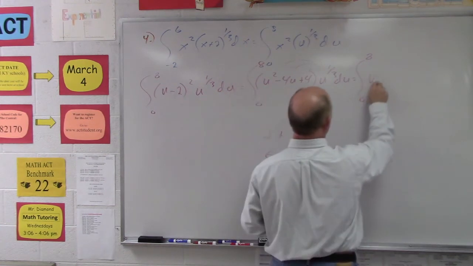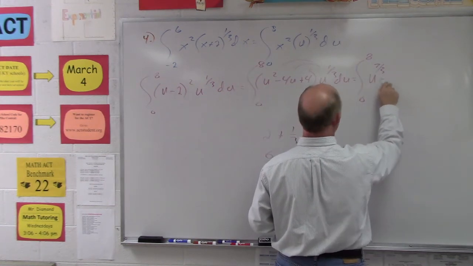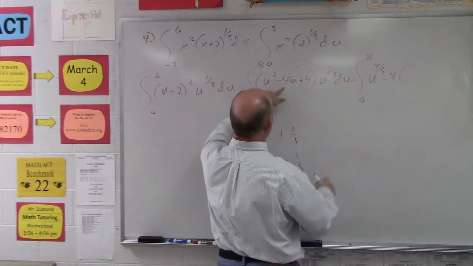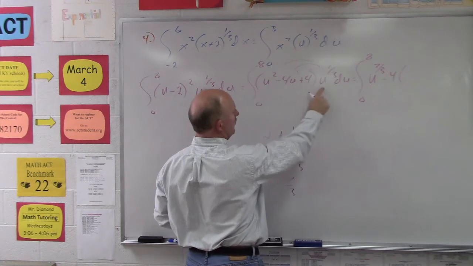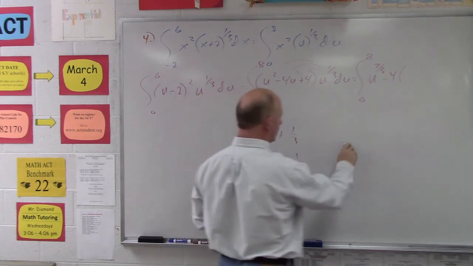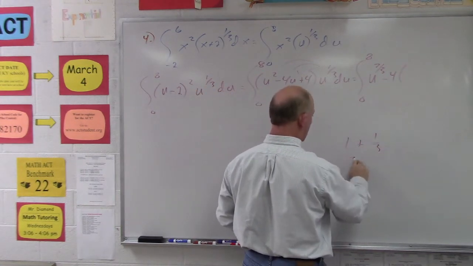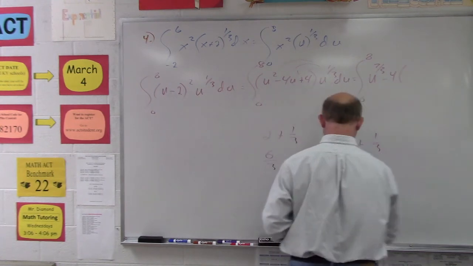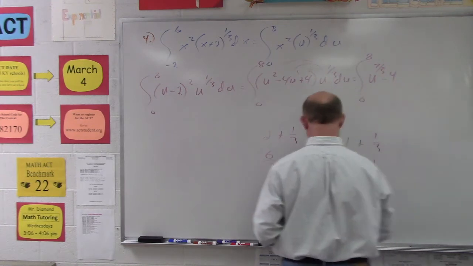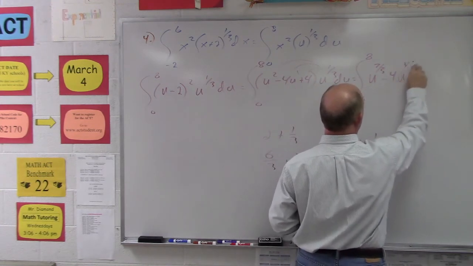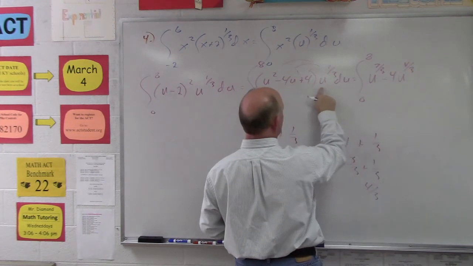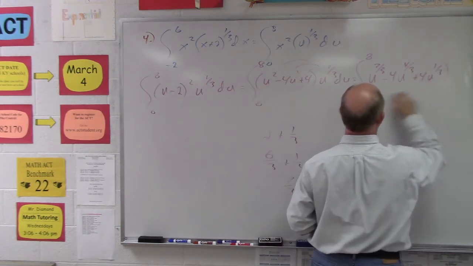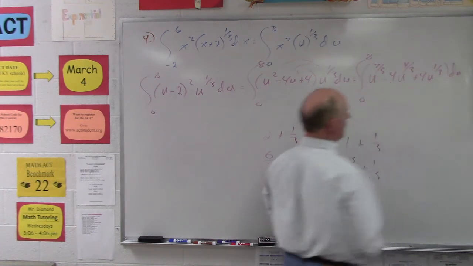So now this becomes u to the 7/3 power minus 4 times, as you multiply u to the first power times u to the 1/3, that gives us 1 plus 1/3, or 3/3 plus 1/3, or 4/3. This becomes u to the 4/3 power. So 4 times u to the 4/3 power, and then 4 times u to the 1/3 power is just plus 4u to the 1/3, all of this du.